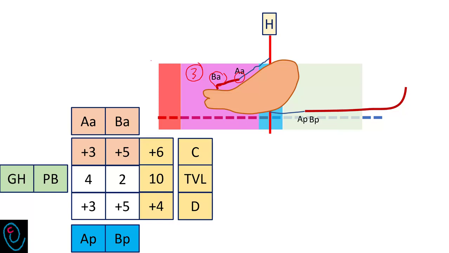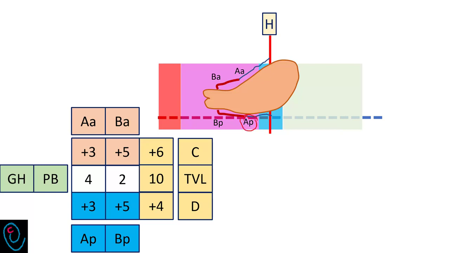Similarly, in the posterior compartment, A posterior is +3 and B posterior is +5, and this means the posterior compartment prolapse is stage 3.